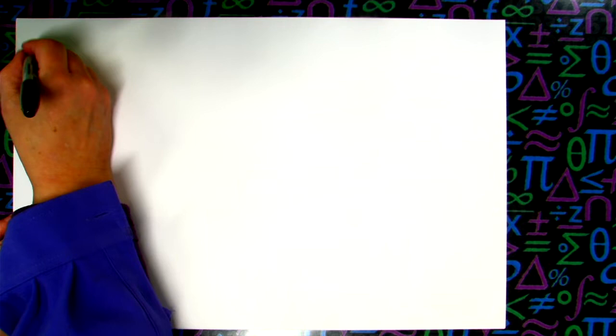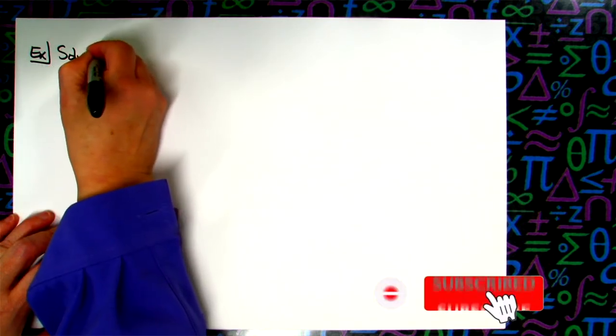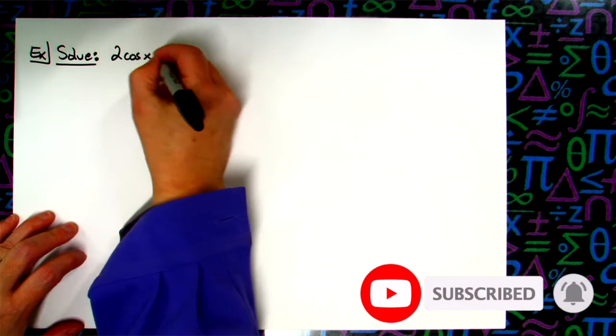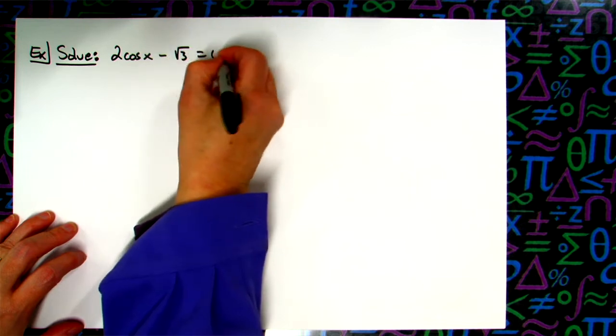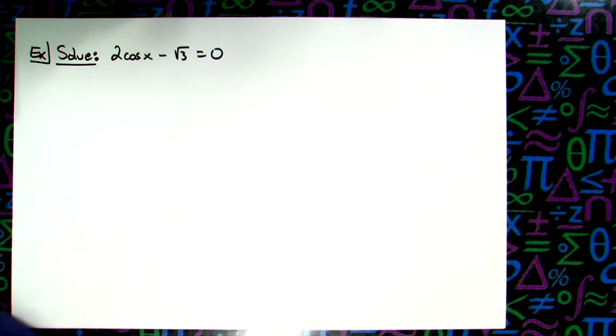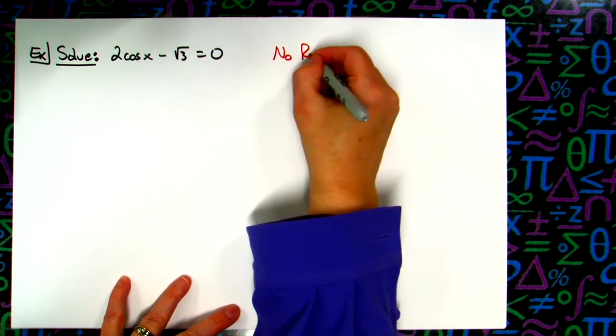Now, in the notes, I'm going to be very specific, and I'm going to say no restrictions. They won't do that in your textbook or in Math Excel. All right, so it's going to tell you to solve, and you'll have something like 2 cosine x minus square root of 3 equals 0. That's all you're going to see on a worksheet, in Math Excel, or in the textbook. In our notes, I'm going to say that this one is no restrictions.